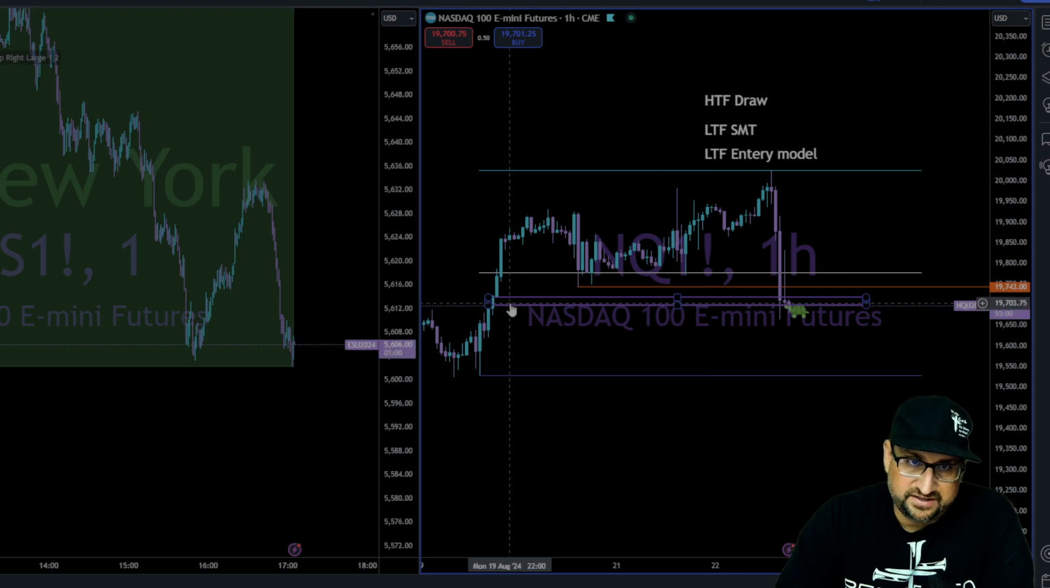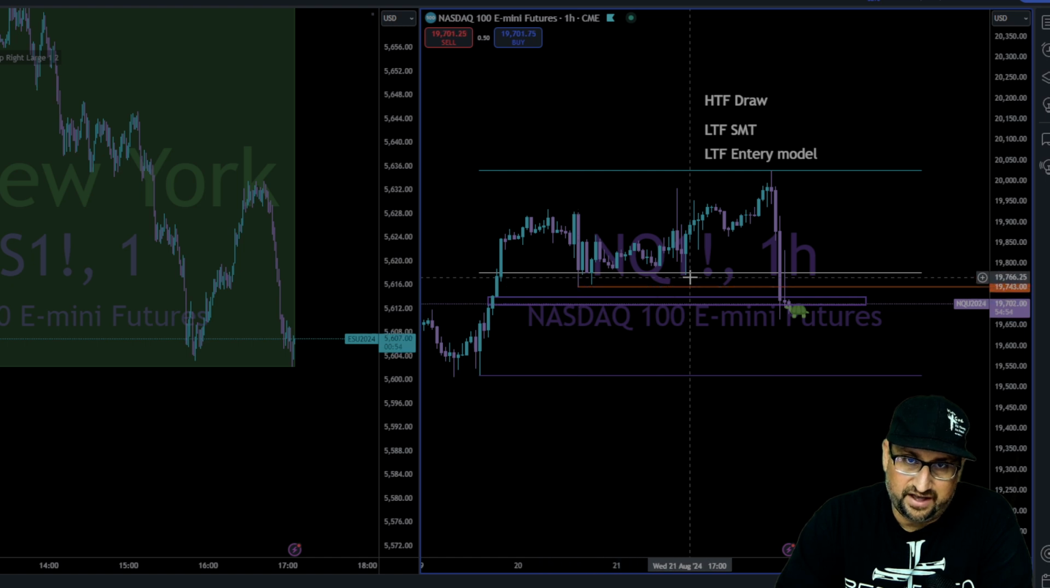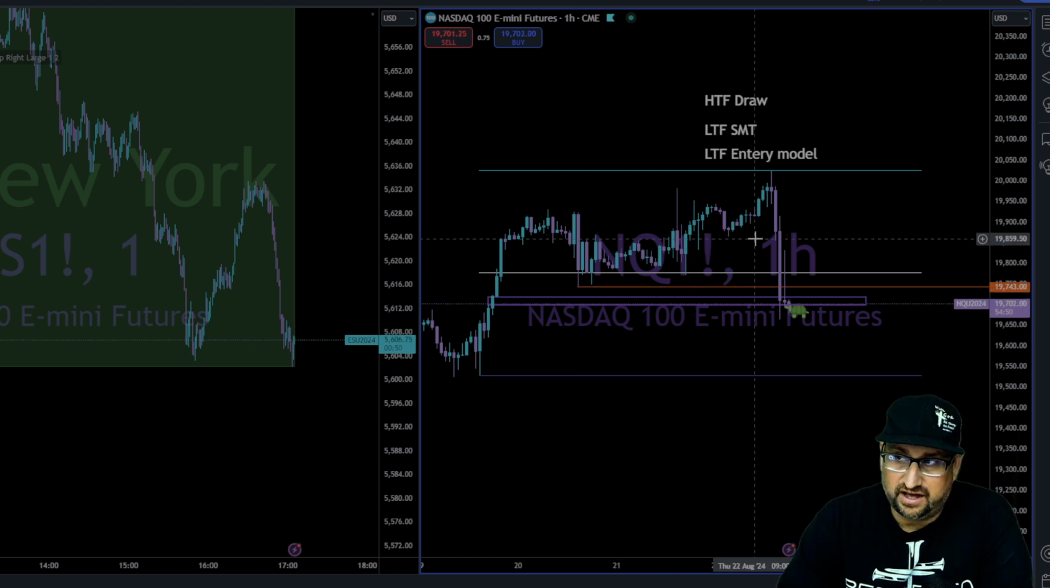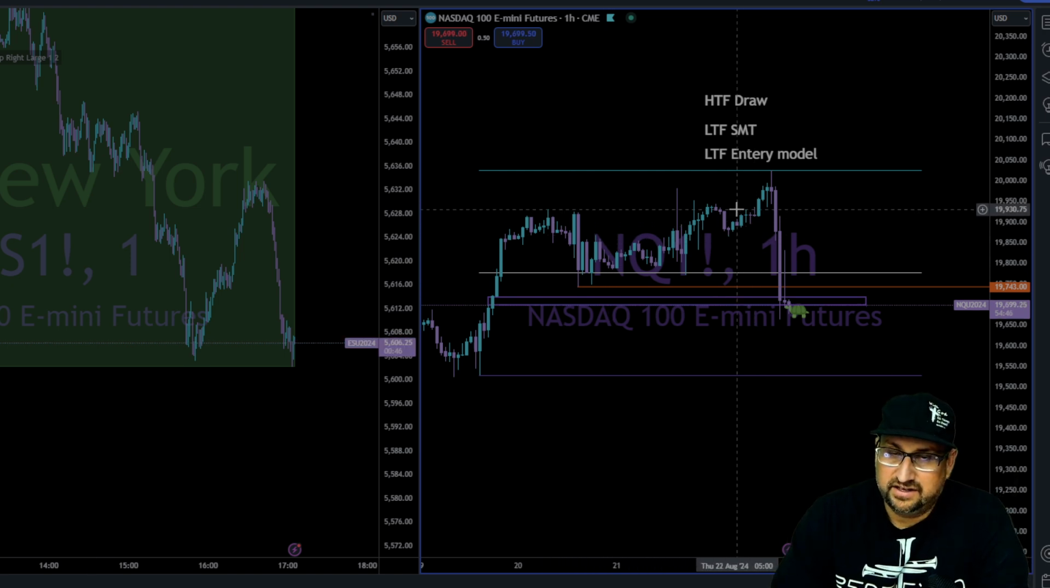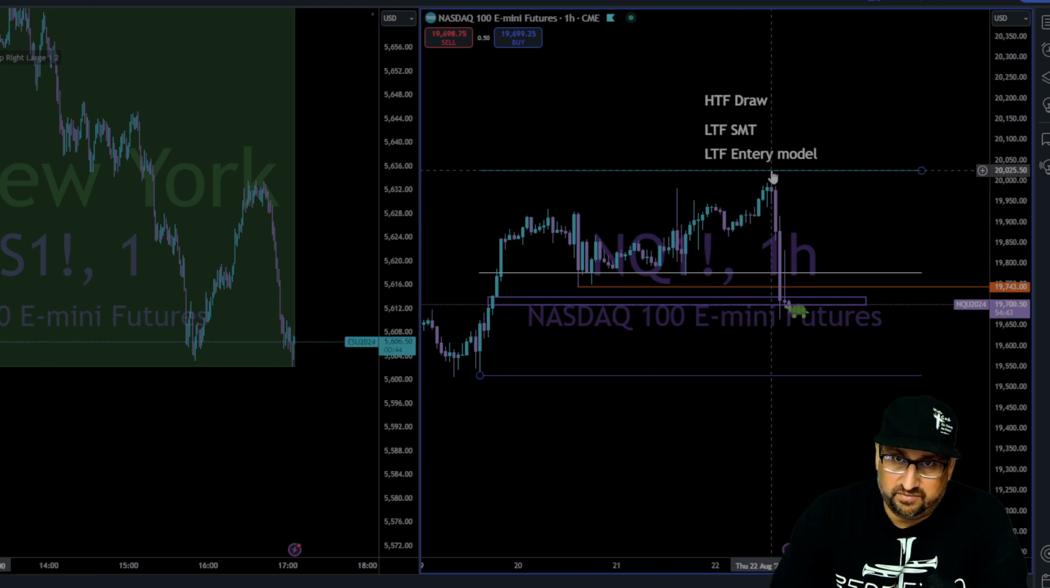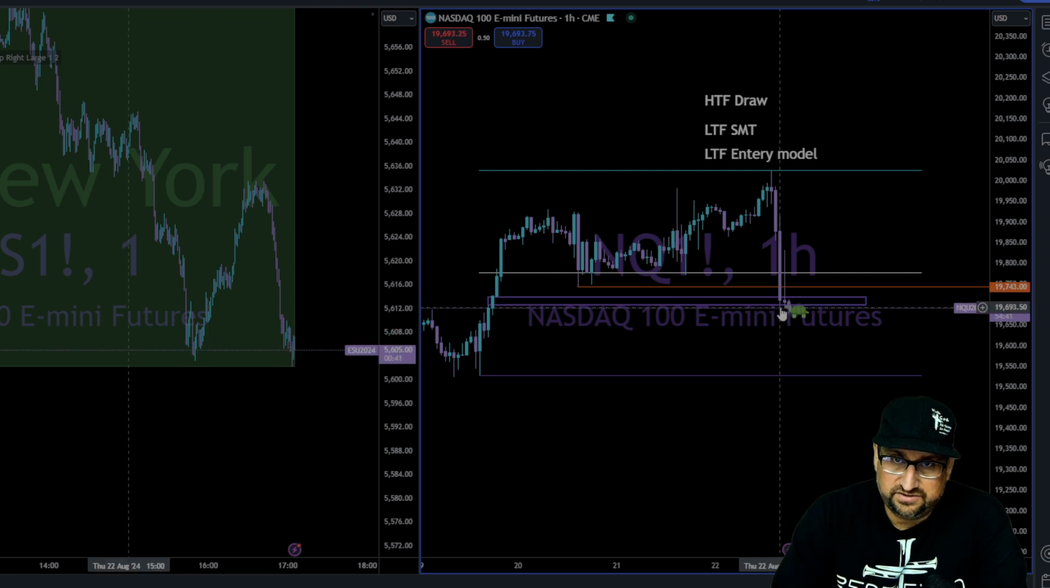We even had some fair value gaps sitting right here. So I have fair value gaps, I have a low, I have a low, I have a low right here, I have a low. That's a lot of liquidity. This is over days of liquidity building up. So what are we going to do? We're going to pull back potentially into that area. We're going to sweep all of that liquidity.